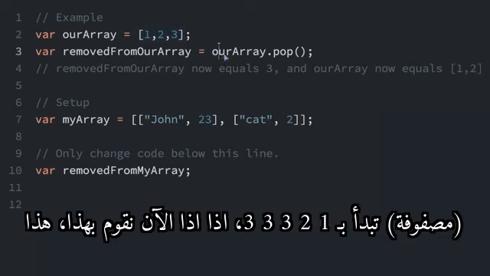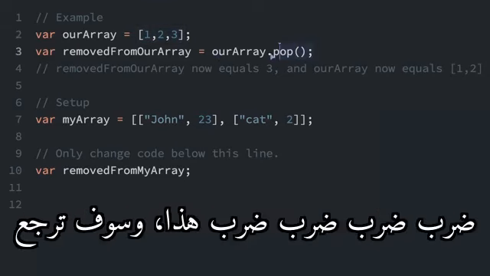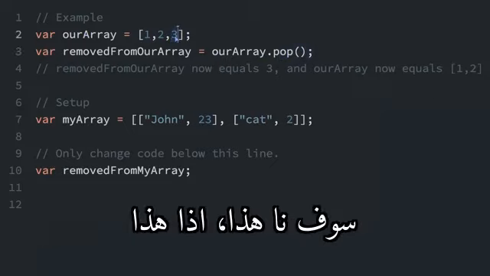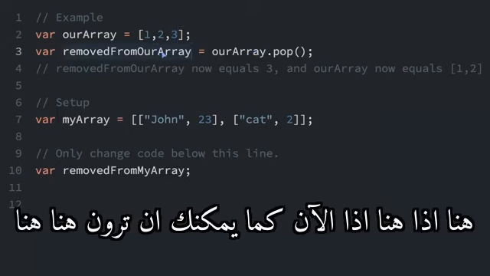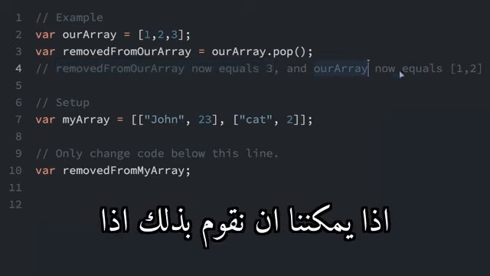So we can do the same thing here. So remove from my array equals, and I'm going to do my array dot pop. And we can see what the array is going to equal now if I just do console.log my array. And if you do this, we can see that the array only has the one item, the one array, instead of the 2 arrays.